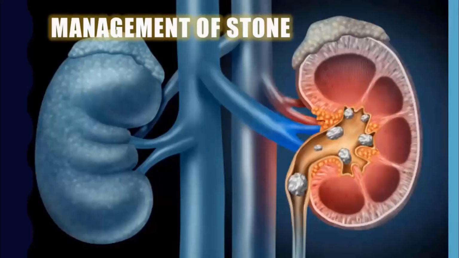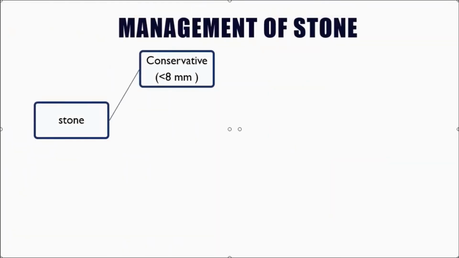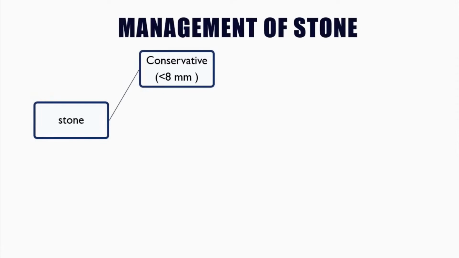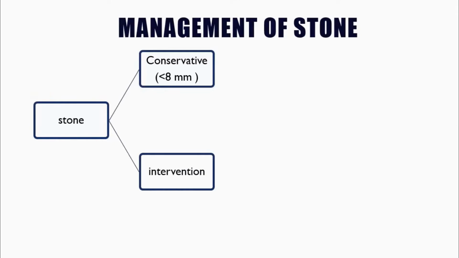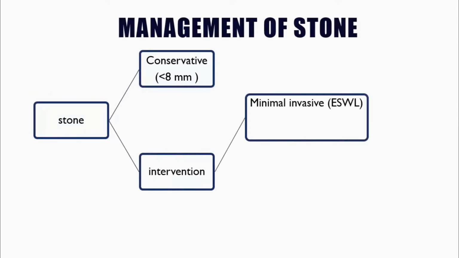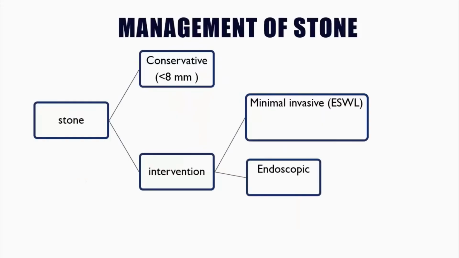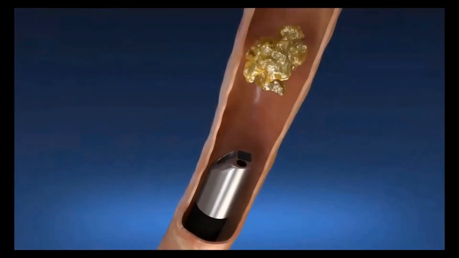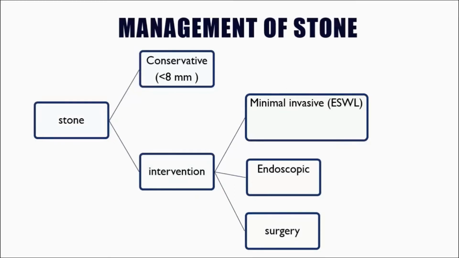Management of the stone depends on the size of the stone and its composition, which means which type of material produces the stone. If the size of the stone is less than 8 mm, it just needs conservative management. However, if the size of the stone is greater than 8 mm, we need intervention. Intervention for renal stone: either we treat the stone from outside the patient's body, extracorporeal meaning outside the lumen, or we treat it from inside the urinary tract. Open surgery for treatment of the renal stone is more historical and nowadays very rarely done.